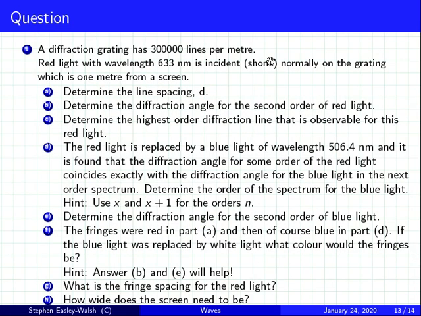Okay. F. The fringes were red in part A and then blue in part D. If the blue light was replaced by white light, what colour would the fringes be? So instead of using red and instead of using blue, if you use white light, what colour will you have on the screen?